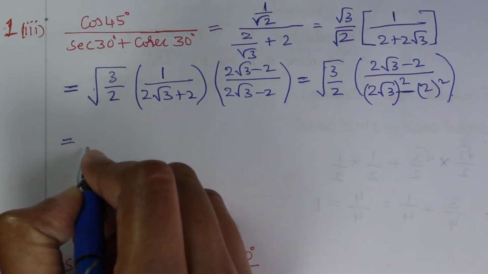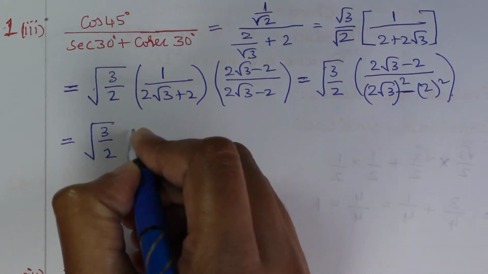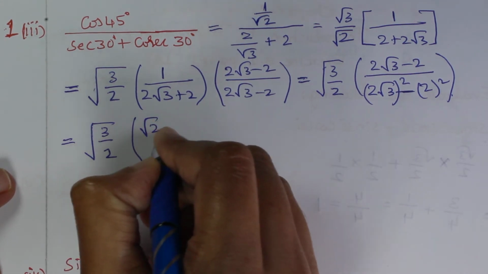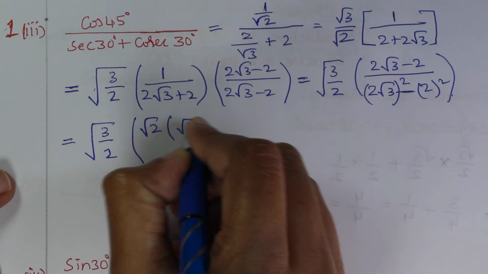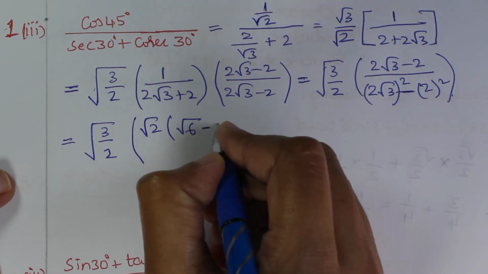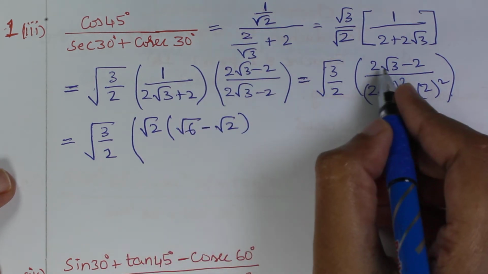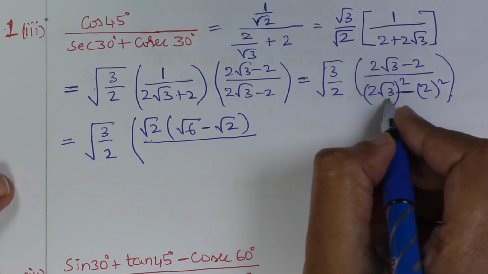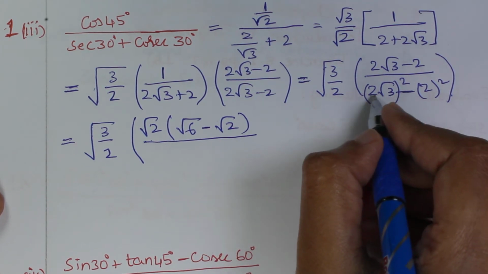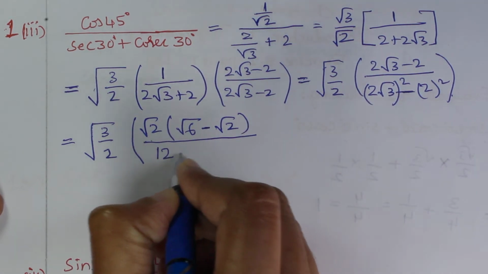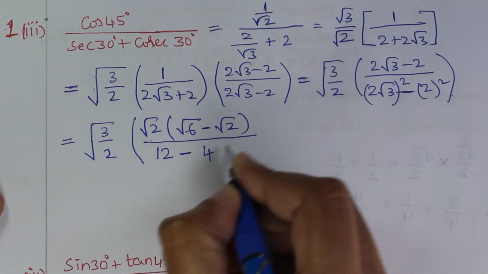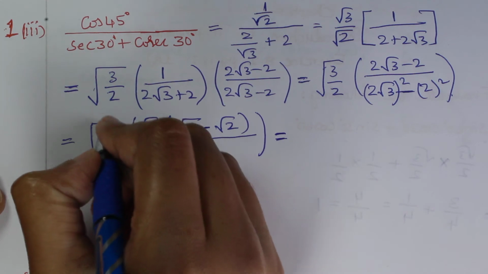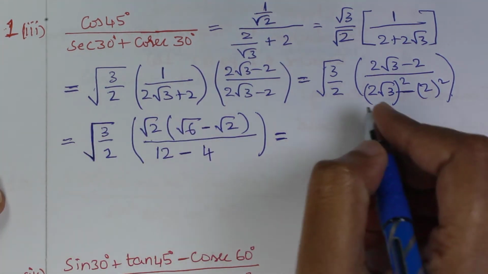That is equal to root 3 by 2 into, so I will take root 2 outside here on the numerator part. I can write it as root 2 into root 6 minus root 2, right? I have taken root 2 common from the numerator, divided by what is 2 root 3 whole square? Root 3 whole square is 3. 3 into 4 is 12 minus 2 square is 4. Okay, this is slightly complicated, but with practice you will understand how to solve this problem.